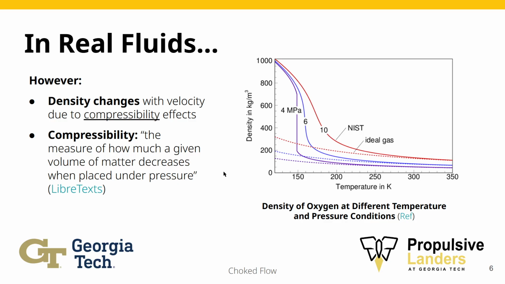For more details on the definition of compressible versus incompressible, there's another video that goes more in depth. But the main takeaway is, if you look at the graph on the right, this plots the density of oxygen at different temperature and pressure conditions. The main takeaway when you look at this graph, or the idea of understanding compressibility, is that the density of that fluid is subject to change based on different pressure and temperature conditions.